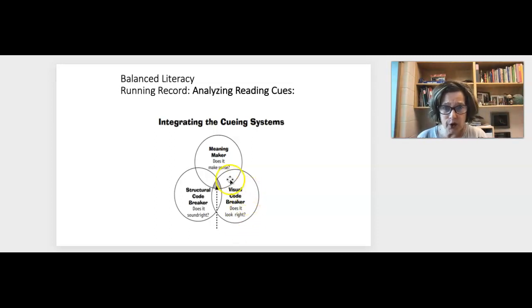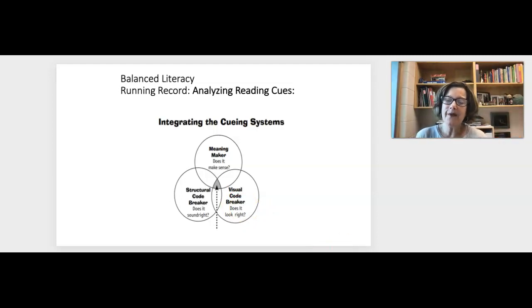There's also the visual code breaker. Does it actually look right? So, for something like, we tromped through the woods, when it was actually traveled, it looks correct. So it's kind of like, well, that's actually a pretty good guess. That's a pretty good guess about that word. And then the teacher would say, that's a good guess, but it's actually traveled instead of tromped. Okay, and then students again are encouraged in the early years to look at the pictures to help.